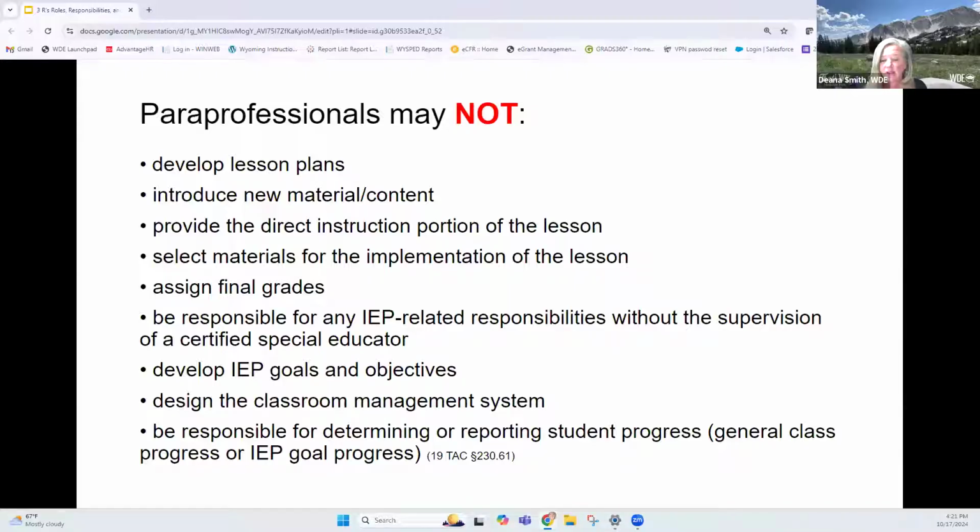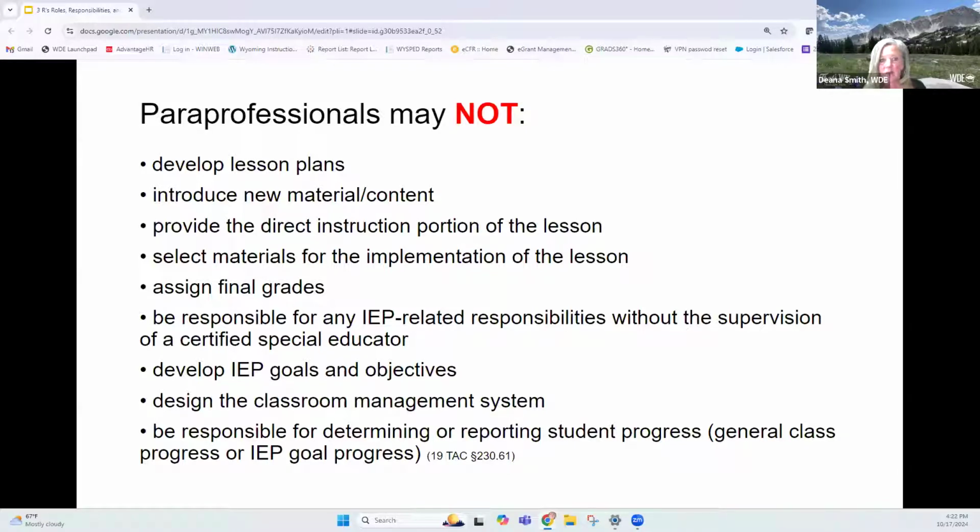I'm not gonna lie, I've been put in some of these roles myself and didn't realize that it was something I shouldn't be doing. But again, we don't develop lesson plans as paras. We don't introduce that new material or content. We never provide the direct instruction portion of the lesson, should not be. We don't assign final grades. We do not develop IEP goals and objectives.